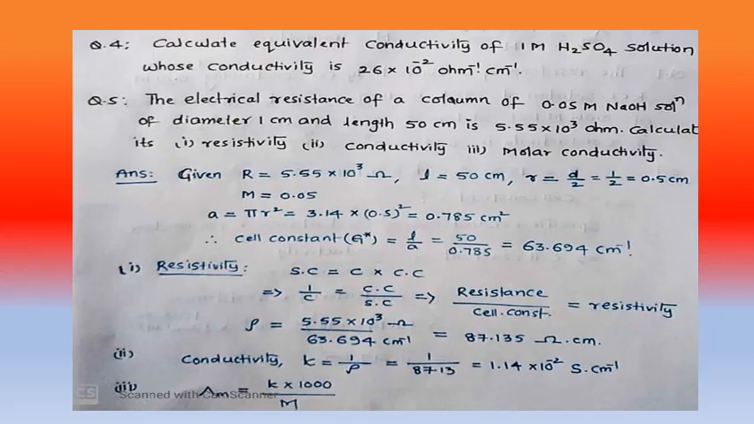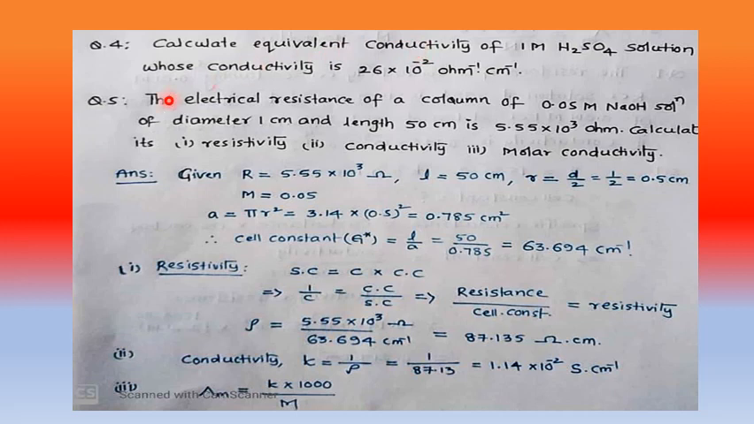Okay students, question number 4 is the homework for you. Try to solve. Calculate the equivalent conductivity of 1 m H2SO4. M is given, but what is asked here? Calculate the equivalent conductivity, whose conductivity is 26 into 10 power minus 2 ohm inverse centimeter inverse. Kappa is given. Molarity is given. Now calculate equivalent conductivity. Is it direct? You can use the direct relation.